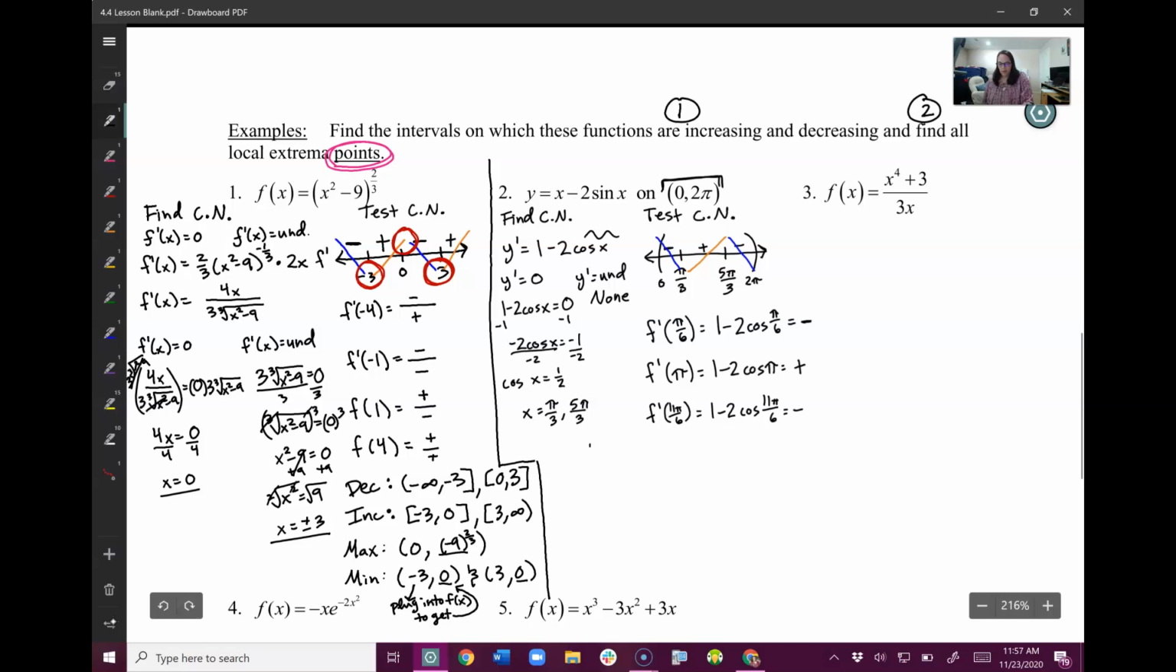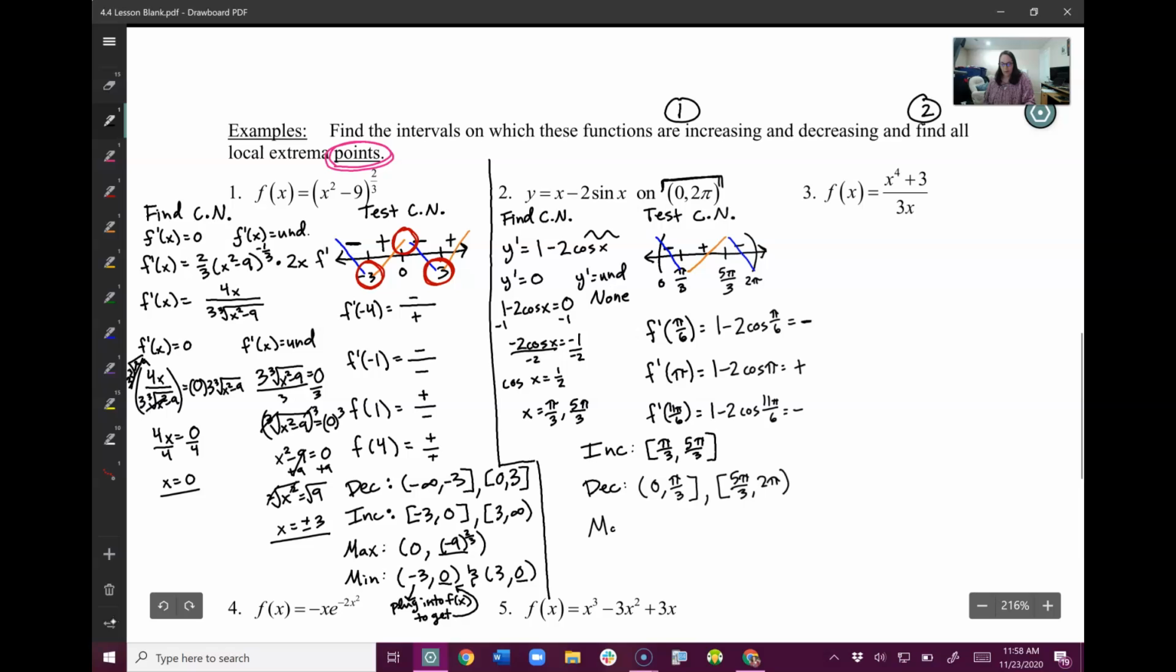So now we've got our increasing and our decreasing. It's going to be increasing from pi thirds to 5 pi thirds. Use brackets like we talked about in the first video. It's going to be decreasing from 0 to pi thirds. The reason that is a parenthesis is because that's how it's done in the problem. And decreasing from 5 pi thirds to 2 pi. Once again, that's a parenthesis because that's how the domain is listed. If these were in brackets, then the 0 and 2 pi would also be in brackets.